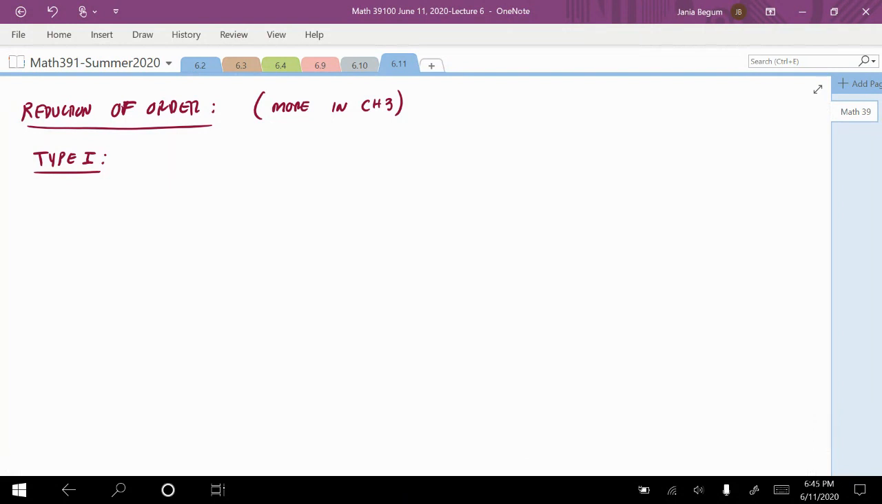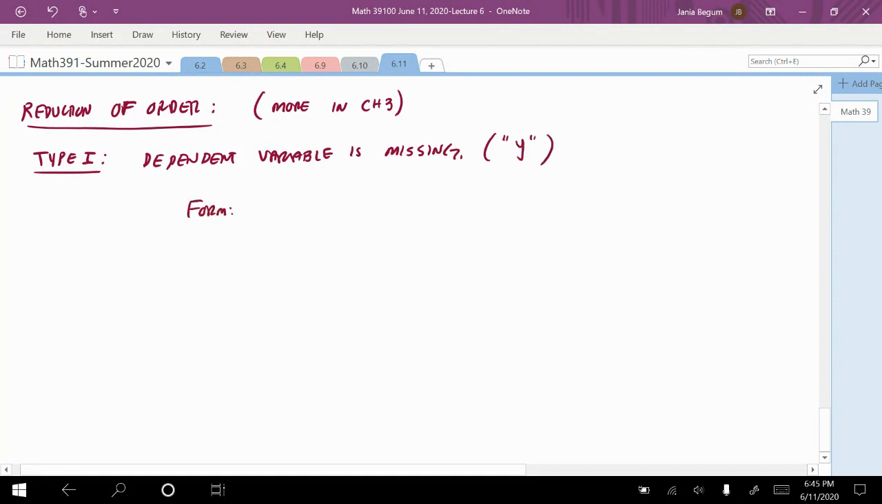We'll consider y to be our dependent variable. So type 1 is when the dependent variable is missing. That means y is missing. Y is the dependent variable. So you have the equation in the form of y second derivative is a function of the independent variable and the first derivative, where y is missing, okay?